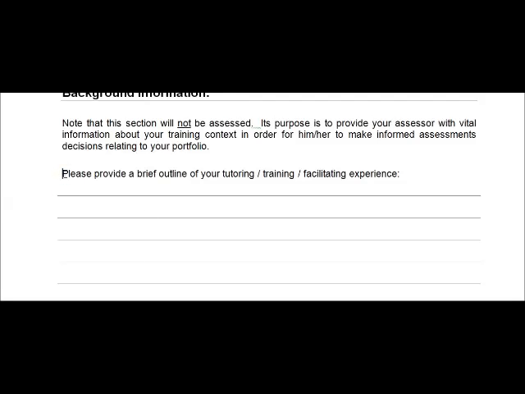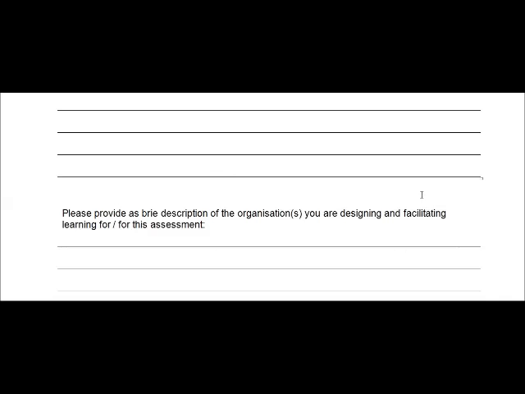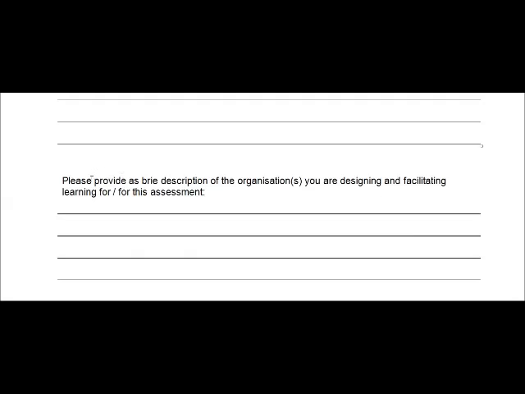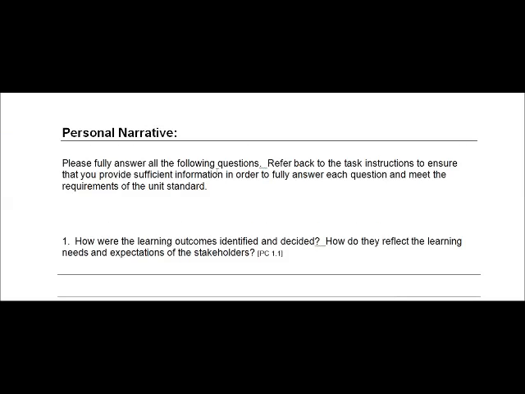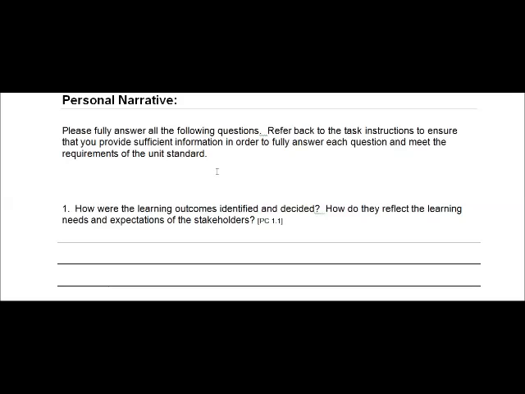So first of all, just give us a really brief outline of what kind of experience you've had in tutoring and training and facilitating. Provide a brief description of the organisation you're designing and facilitating the learning for this assessment. And now there's just a few questions that we need you to answer.